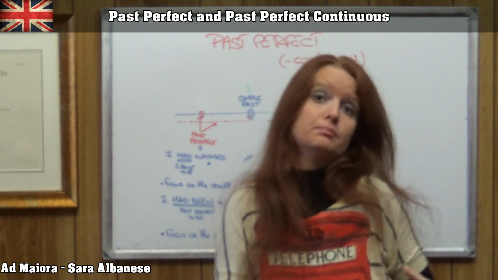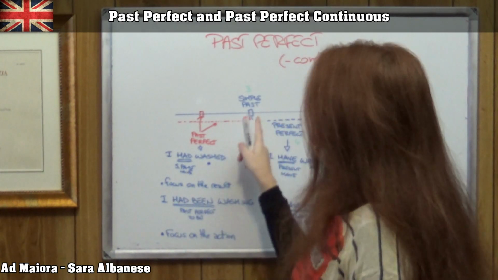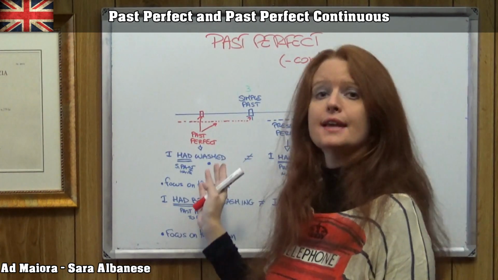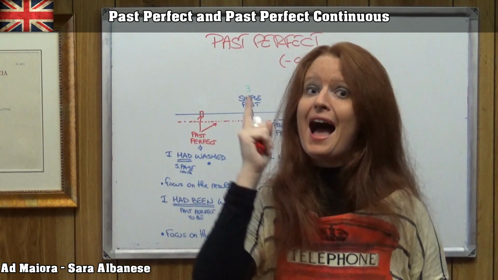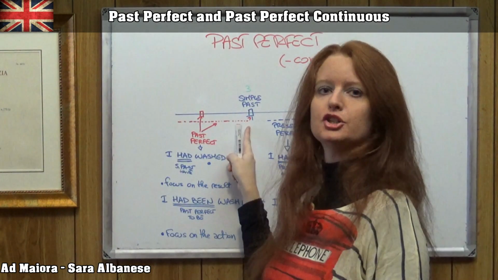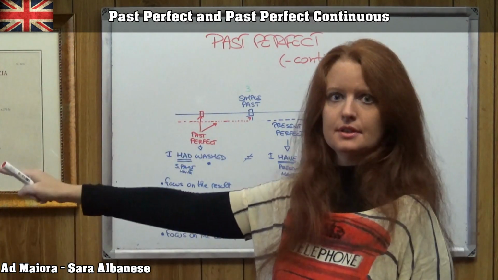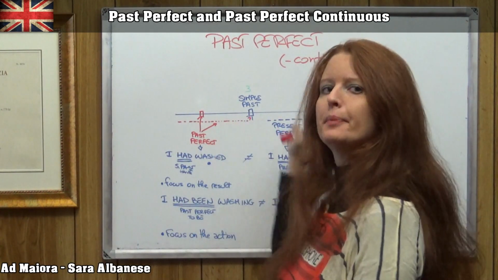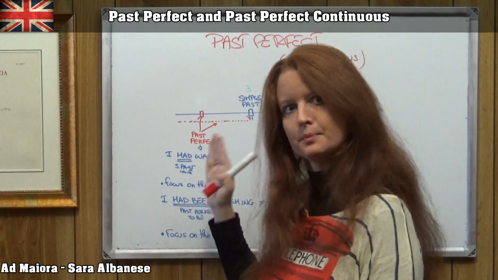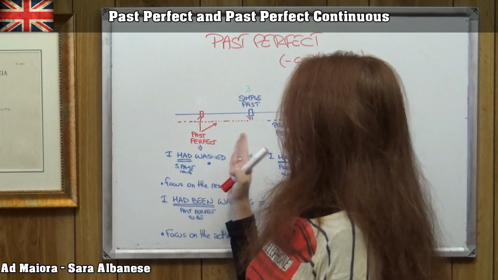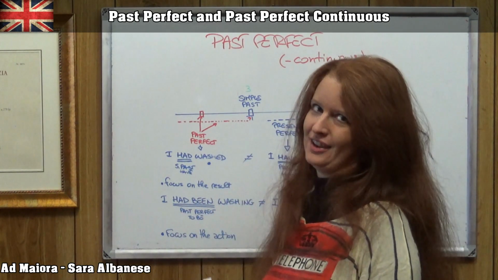Anyway, this blue part here concerns now and the past, which means all the actions that happened before now. The red part here concerns actions that happened, or better, that had happened before another past action. Simple past in this case. So this is the past of a past, past of the past. So this is the past perfect.